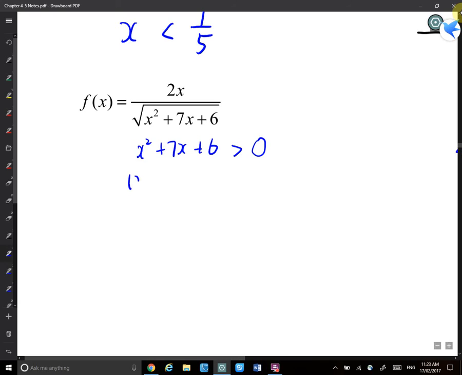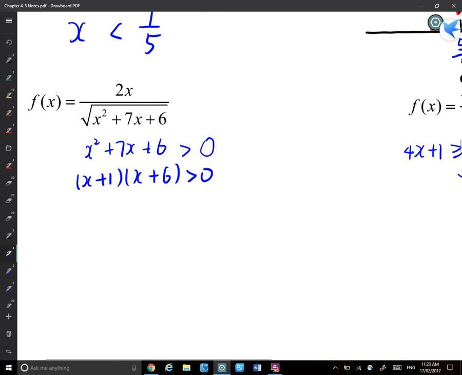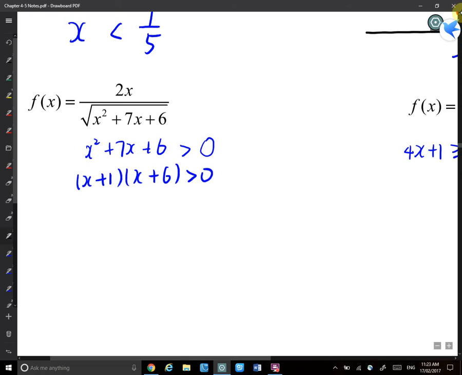So we have x plus 1 and x plus 6 to factorize that, with 7x in the middle and a constant of 6. Now we want to sketch this. I don't need to sketch the y-axis. We just need to label the x-intercepts, which are -1 and -6. This is a happy face graph, so it opens upward and has those two x-intercepts.